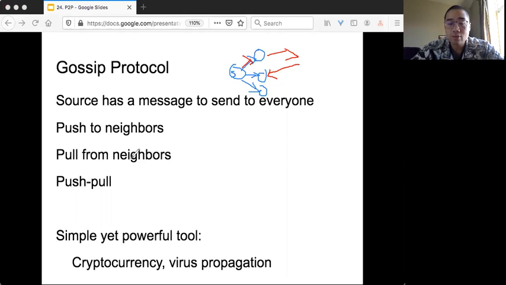This kind of protocol has been proposed and analyzed for a very long time, but there are still new problems, or new properties, that we are studying on gossip recently. Yeah. It's very simple, but fundamentally, it's very powerful. For example, cryptocurrency, especially Bitcoin, uses gossip to propagate the transactions or the blocks to others. And if you think about virus propagation, actually it somehow follows this gossip way, especially the push protocol. Yeah.